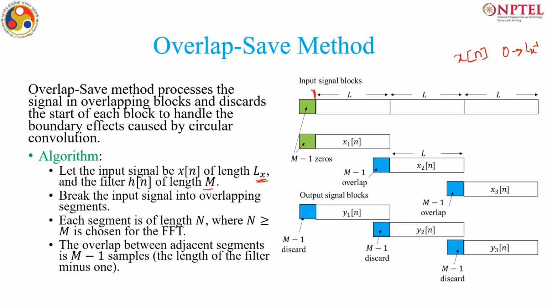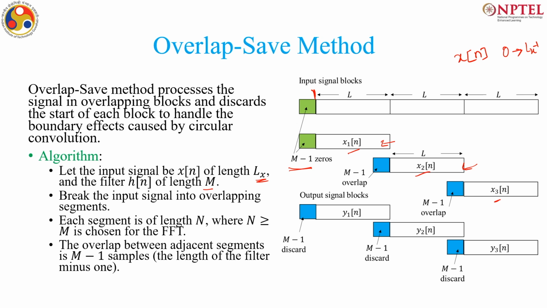So, the logic is I will take M minus 1 values from the previous block, and in this case there are no previous blocks, or the previous values of the signal are 0. So, for the first sub signal x1[n] we will pad M minus 1 zeros to the front. For the second sub signal x2[n] we will take the last M minus 1 values of the previous block, x1[n]. Similarly, for the third sub signal x3[n] we will take M minus 1 values from the previous block x2[n]. So, this is from the input side.